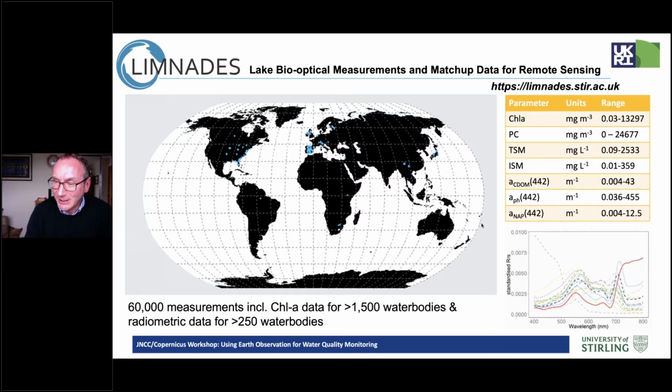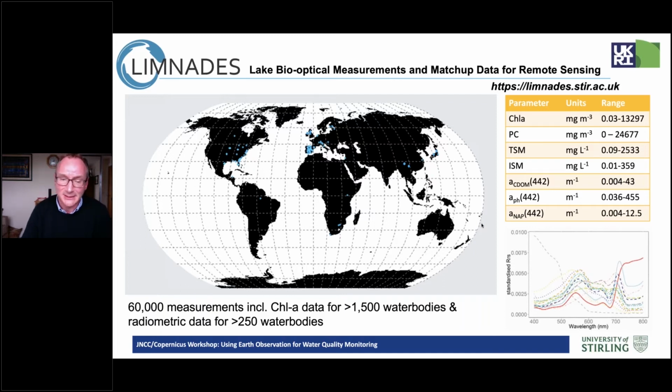Now, if you look very quickly at the data, the table on the right-hand side here, you can actually see we have a data set now which covers a huge range of in-water variables, but also dynamic range within those variables. So that enables us then to test algorithms really to the breaking point, identify when they operate and perform optimally.